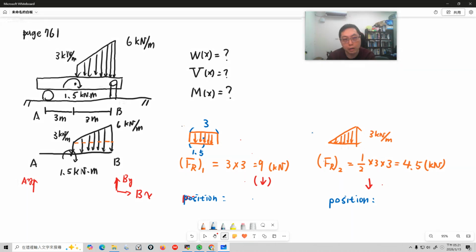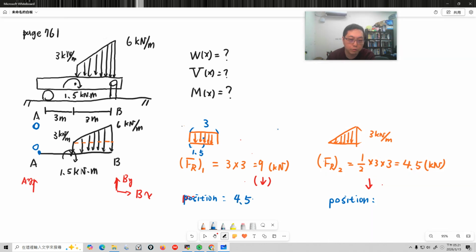If we set the origin of the coordinate system here, at point A, what's the position of FR1? We already know this distance is 1.5, but based on this coordinate system it's 3 plus 1.5, so it's 4.5.